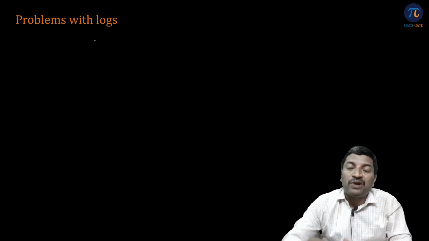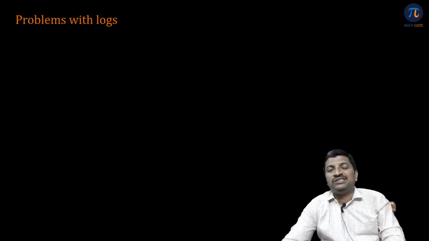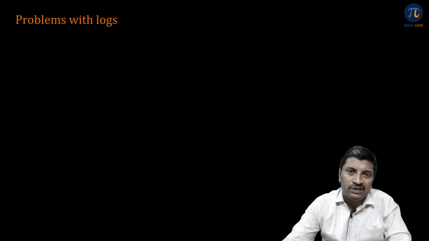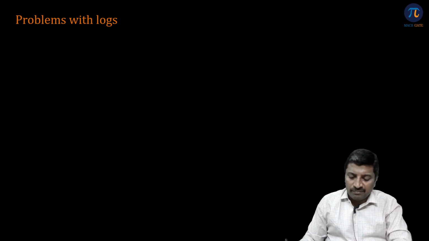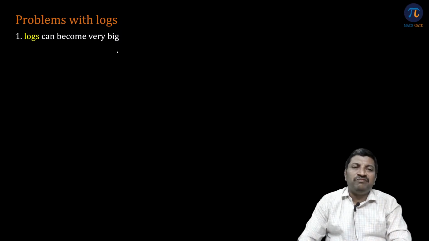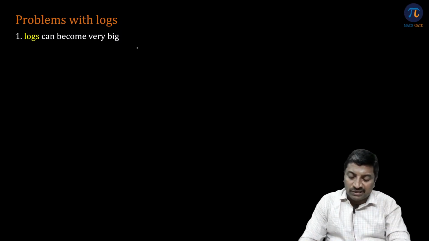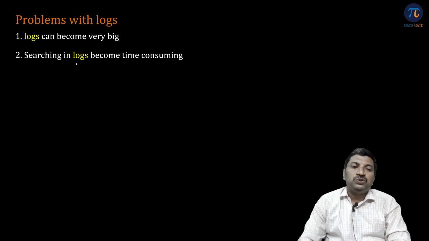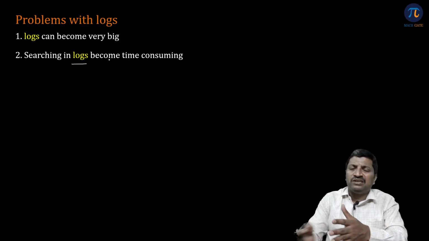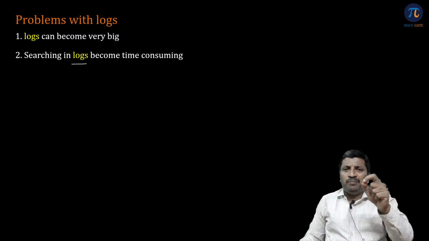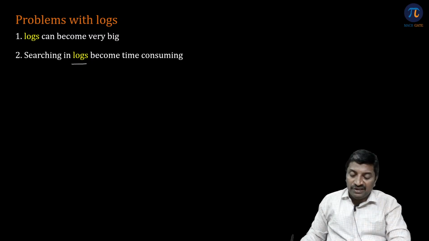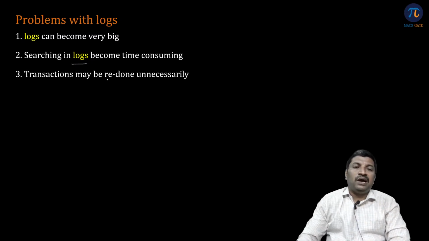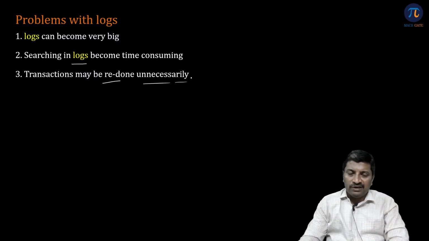Now, what are the problems with logs? Suppose my transaction has almost 200 operations. Then the log files become very lengthy. The logs become very big when we have so many operations in the transactions. So searching in log files is costly, because for every transaction I am searching for commit in the log files. And transactions may be redone unnecessarily.